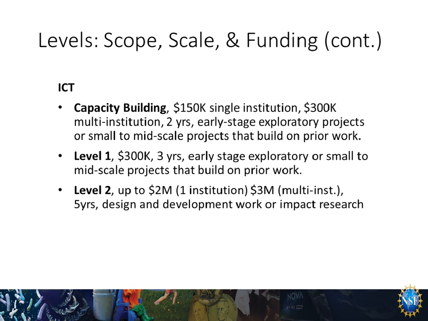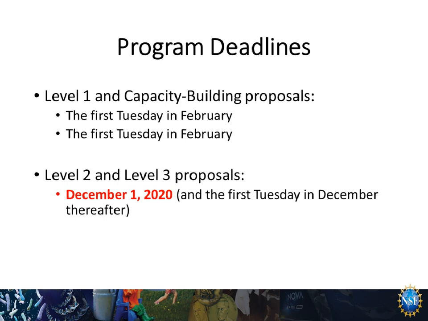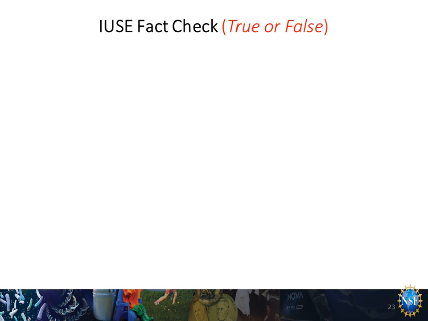So remember, these are the ones that really focus heavily on institutional transformation. So you really will be talking about preservice teachers across the institution, or across multiple institutions, or even perhaps across a state for an ICT project. So keep that in mind. Again, we're looking at level 2 and 3, and you can see that the deadline is December 1st, and then after that, first Tuesday in December for the level 2 and 3.